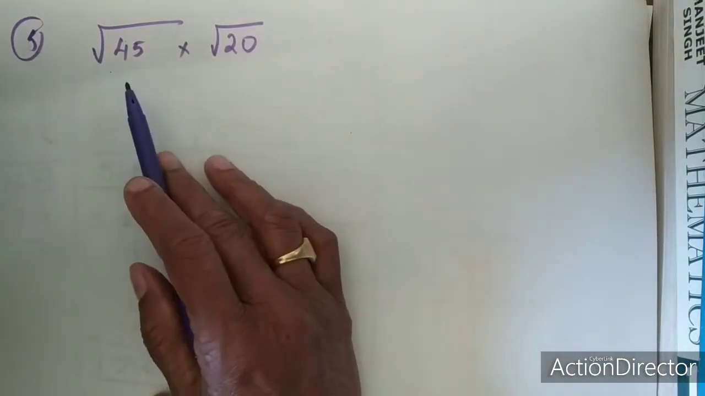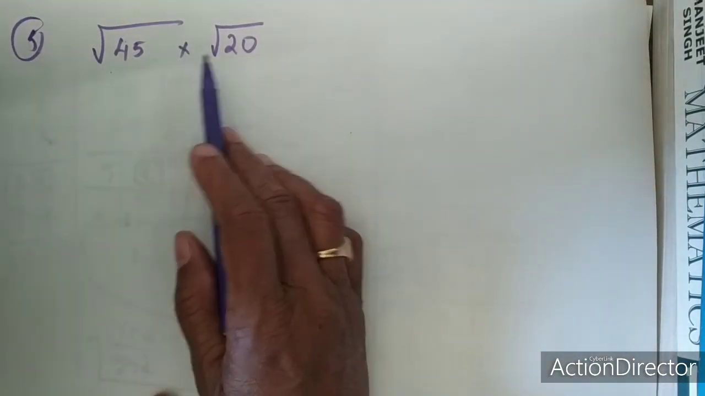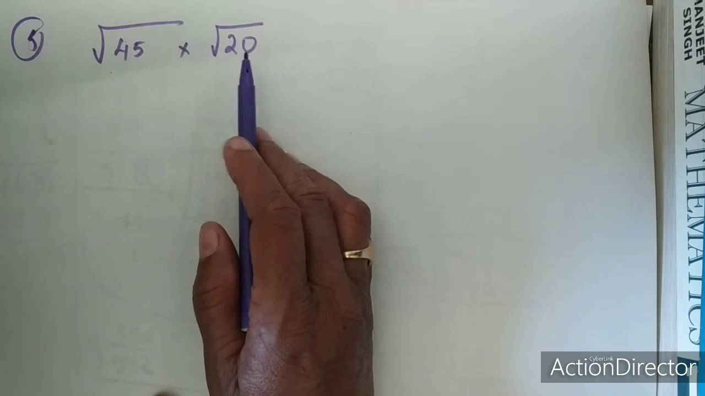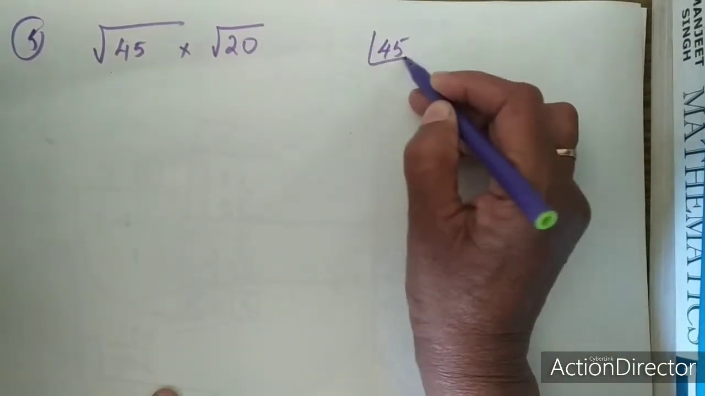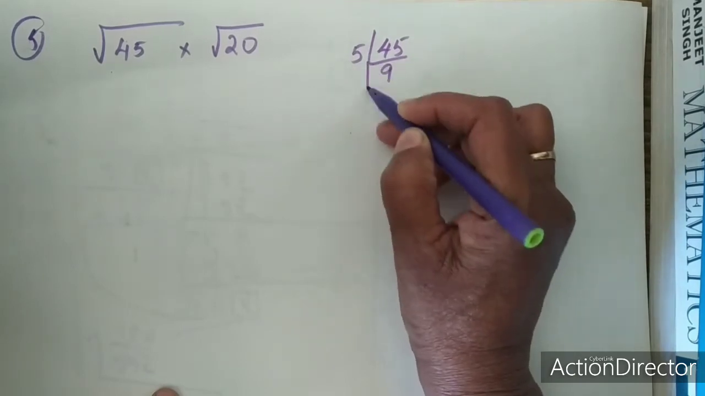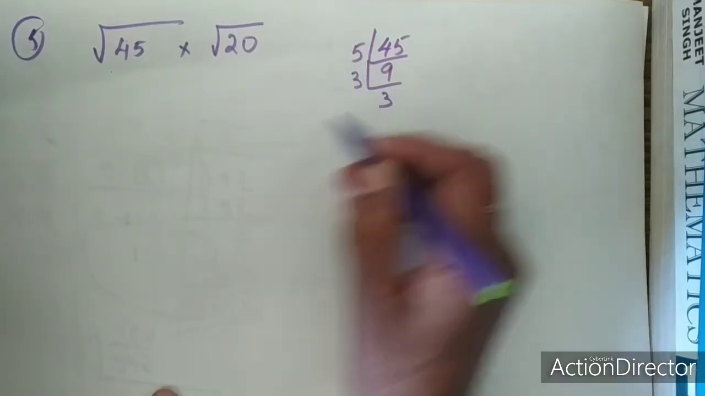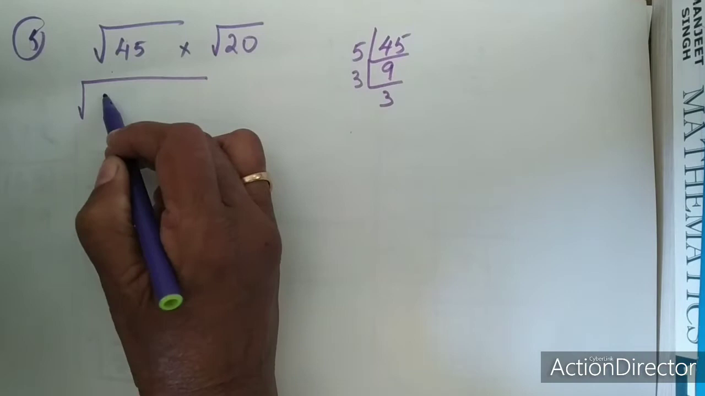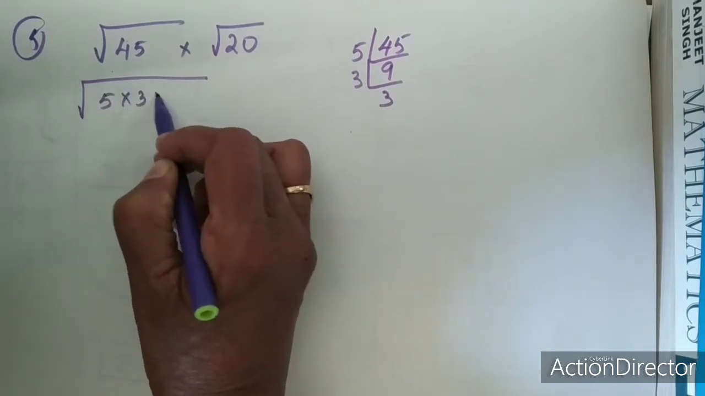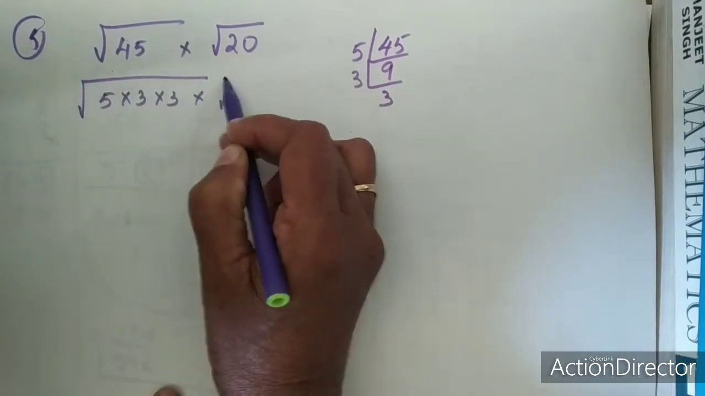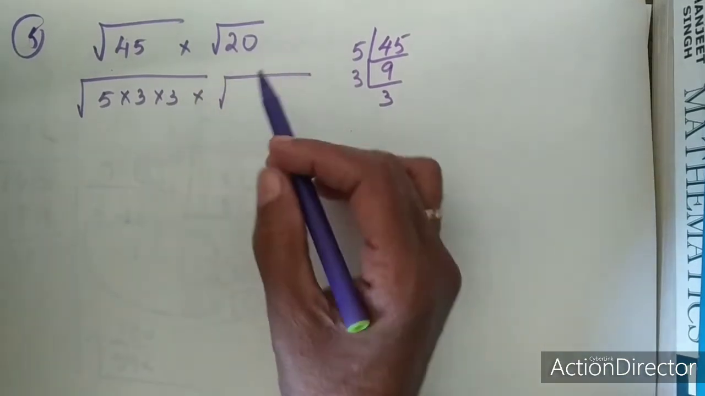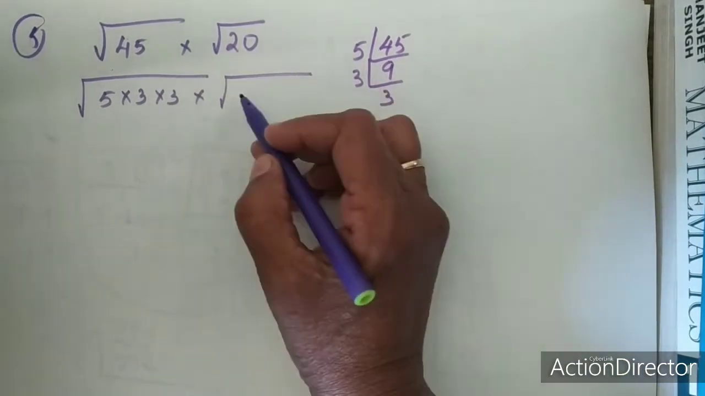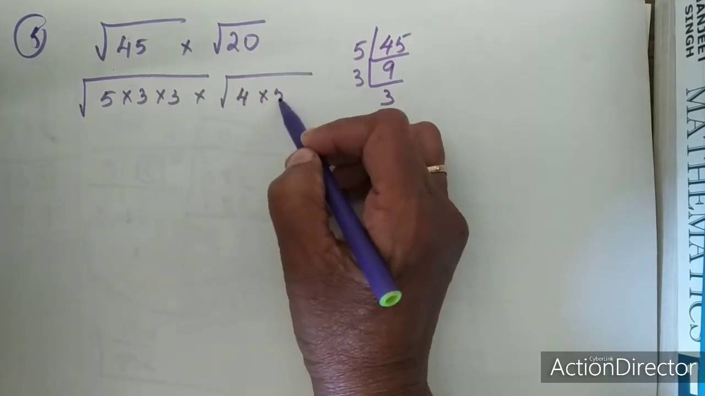Next question, you have to find square root of 45 multiplied by square root of 20. So 45, you do the prime factorization. 5, 9, 3, 3. So this 45 can be written as 5 into 3 into 3. Now how am I going to do 20? Orally you can do. 20 can be written as 4 5s are 20. 4 into 5 is 20.